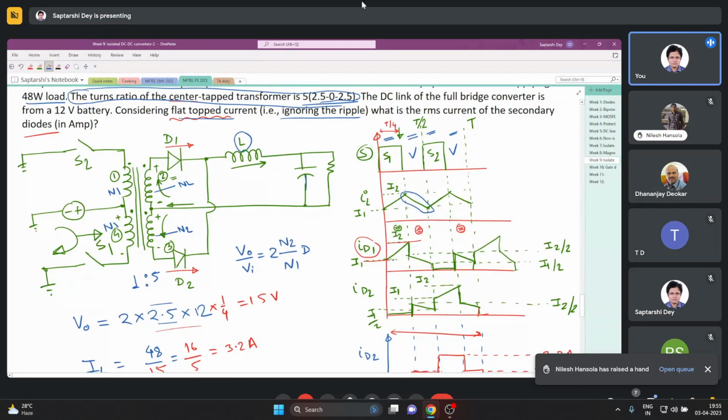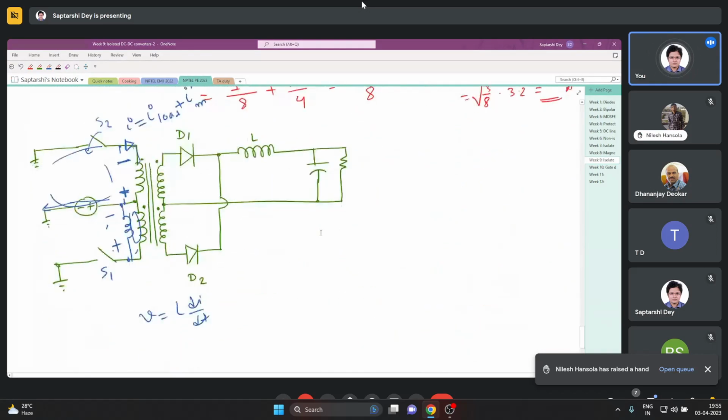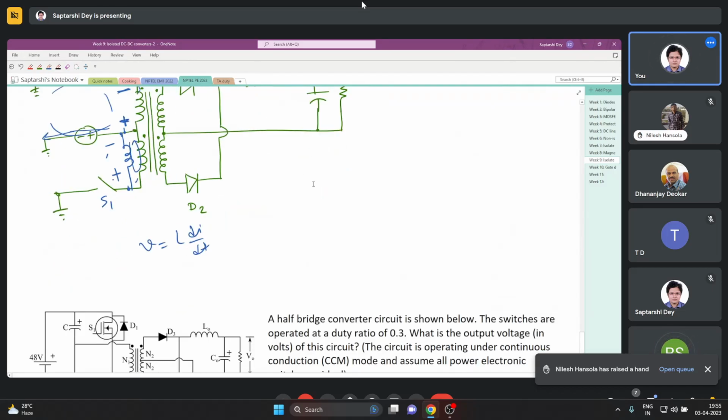Since he asked about how to draw the magnetizing winding, I am trying to explain that I will keep it here only. And by that, if we can explain the storage of energy in the core, apparently we can. You understood the explanation, no? How it will look like when S2 is closed. Yes, sir. Sir, if it's possible, please repeat again, sir. Okay, I will draw it here once again.